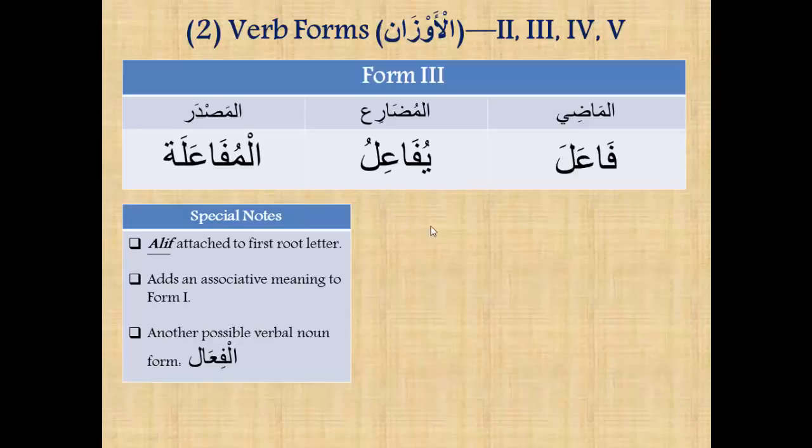Form 3 adds an associative meaning to Form 1. So an example would be the Form 1 verb عمل يعمل, to work or to do. In Form 3, we would have عامل يعامل المعاملة, which means to deal or to treat someone. So mu'amala describes relationships, dealing with people. Another possible verbal noun form, another masdar for Form 3 is al-fi'al. So you can have al-mufa'ala or al-fi'al.